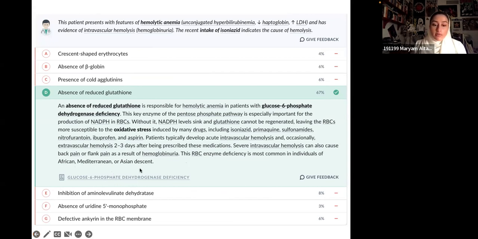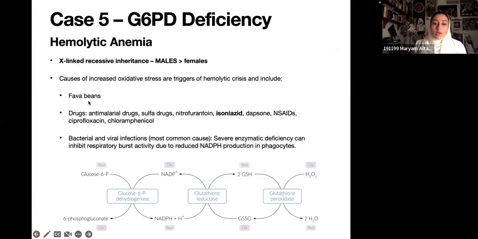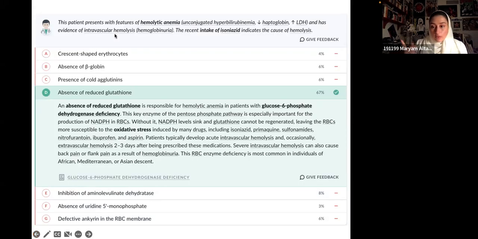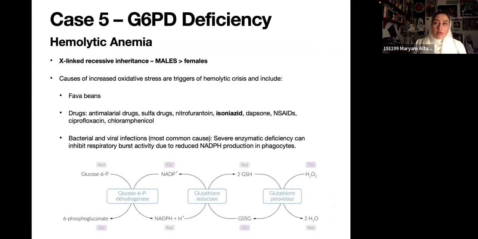It's most common in African, Mediterranean, or Asian descent. It's X-linked recessive in inheritance, so it affects males more than females. So in the scenario, a 30-year-old man gives you a clue. Males have one X, one Y, so if it's a recessive disease and they only get the damaged X, then they get the disease. For females, we have two, so if one is damaged, the other one is fine, unless you inherit both, which is rare. Increased states of oxidative stress trigger a hemolytic crisis, which basically means your red blood cells are breaking down.